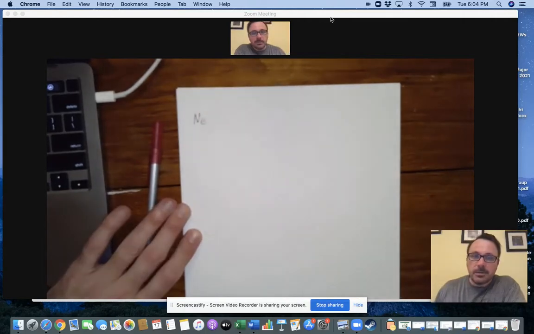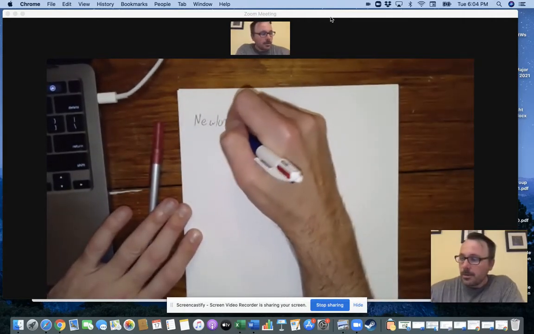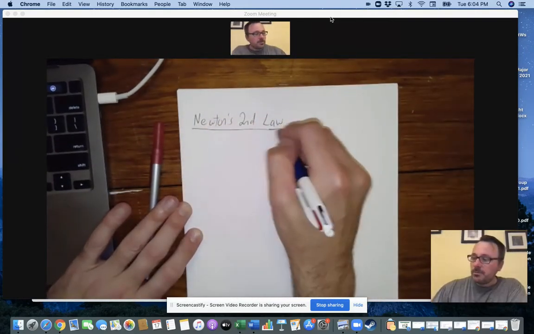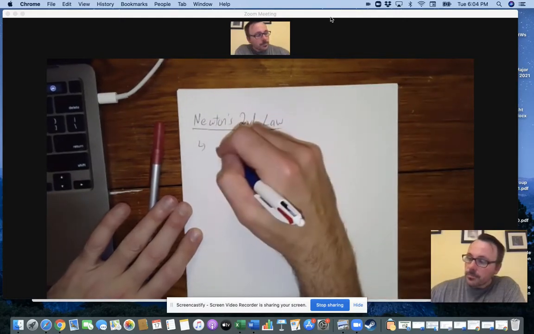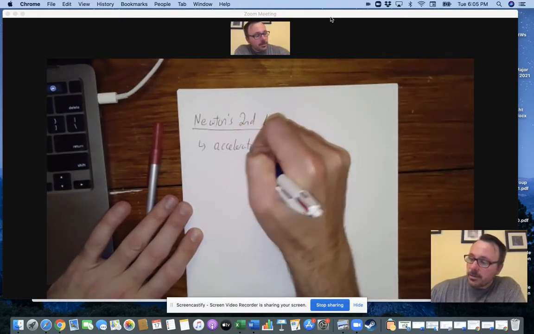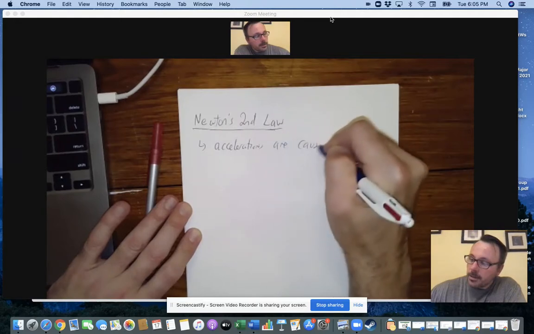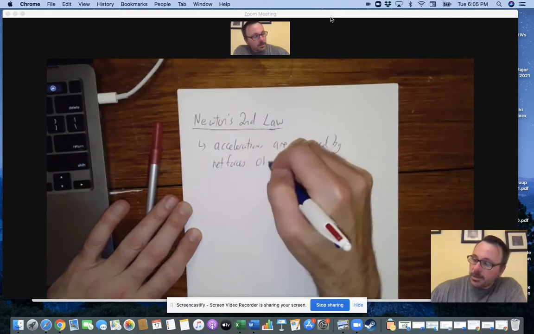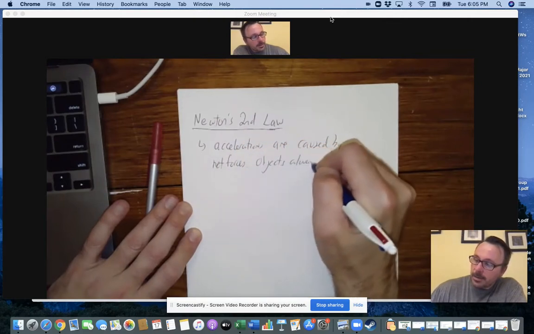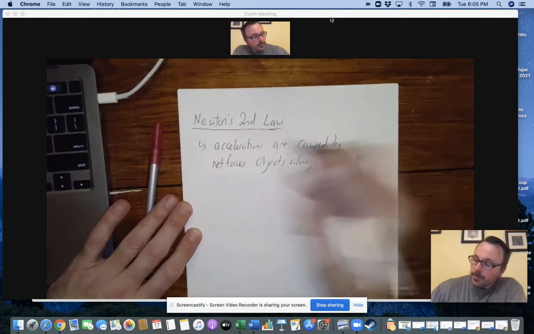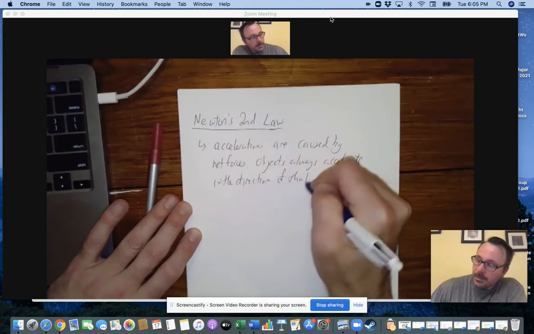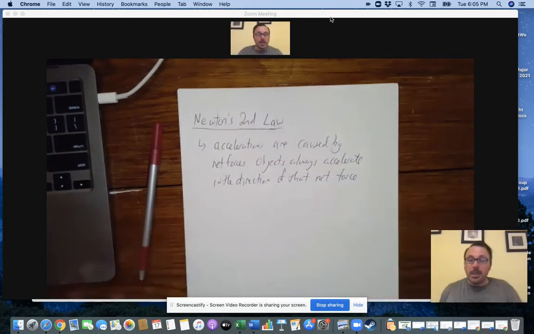So Newton's second law. Okay, and we said Newton's second law was basically the idea that accelerations are caused by net forces, and objects always accelerate in the direction of that net force. Okay. Now, Newton's second law goes beyond that, but that's the basic statement.